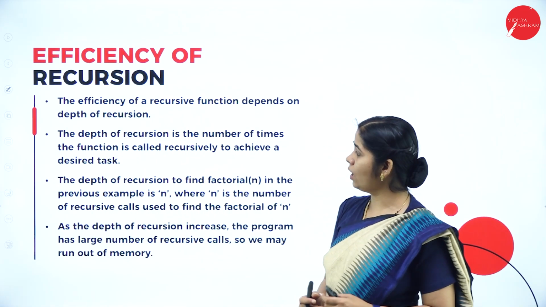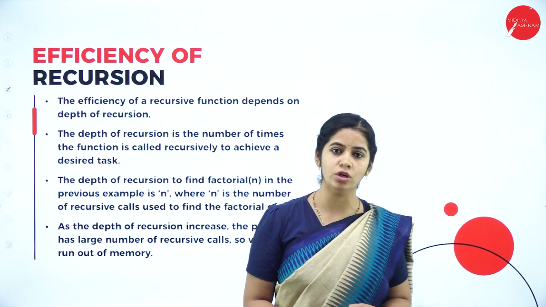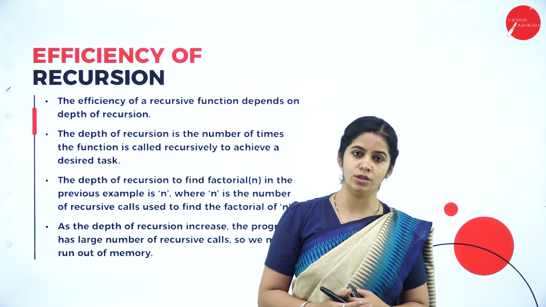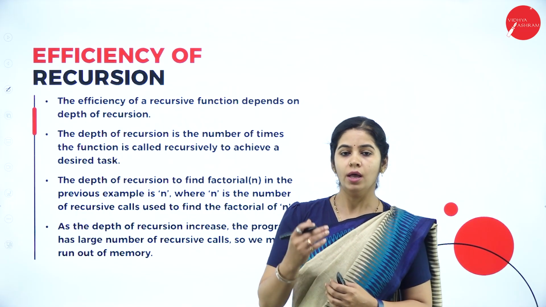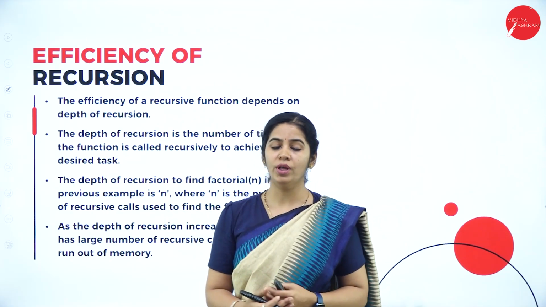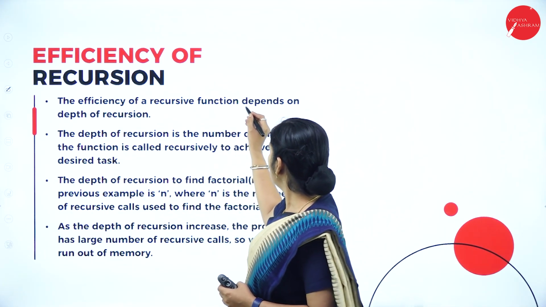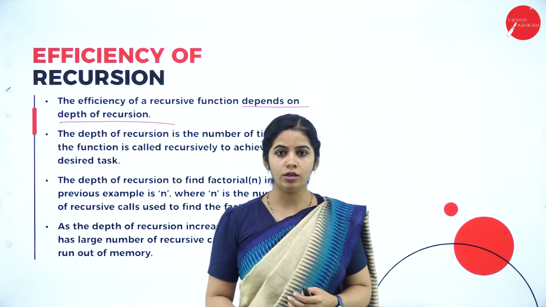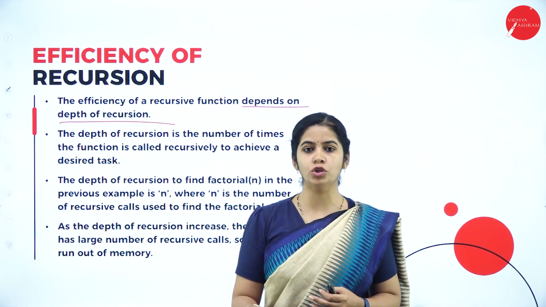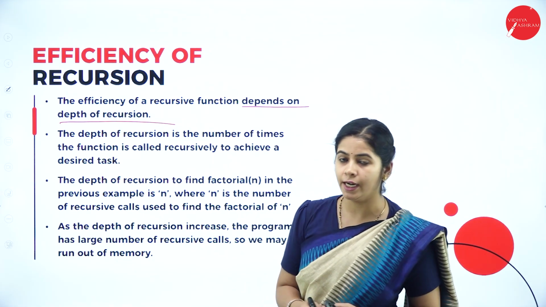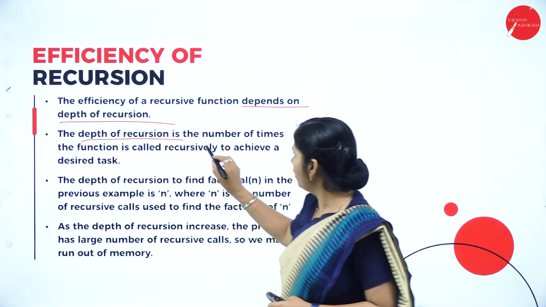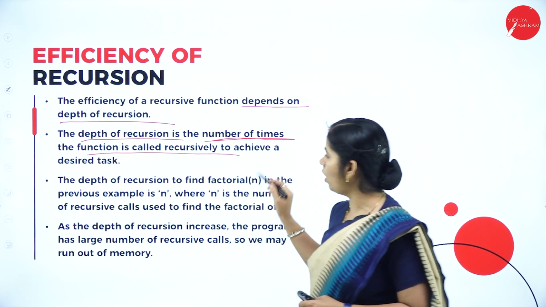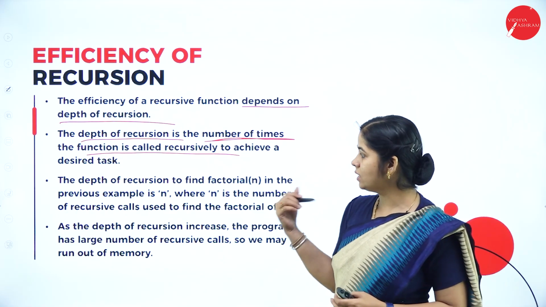Then, efficiency of recursive function. What do you mean by efficiency of a recursive function? As we dealt with the efficiency of algorithms in the last session, we are now looking into the efficiency of recursive functions. How do we compute the efficiency of a recursive function? It depends on the depth of recursion. What is the depth of recursion? How many times the recursive function calls itself is called the depth of the recursive function. It is the number of times the function is called recursively. That is nothing but depth.